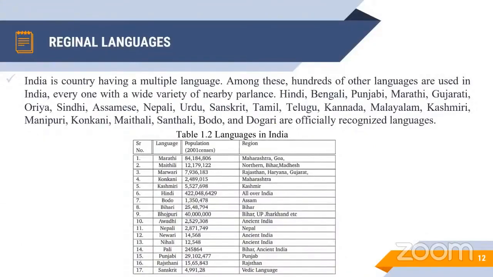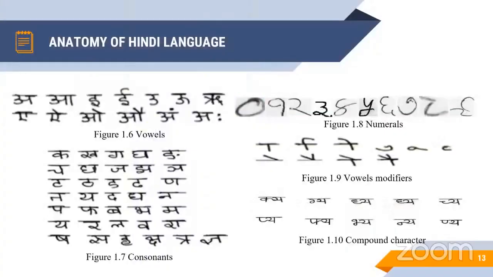And Hindi is the regional language for Marathi, Marwari, Kashmiri, Bihari, and Bhojpuri. In each and every language, the regional language is Hindi. So now we need to learn about the anatomy of the Hindi language. In each language, there are many different vowels and numerals available.